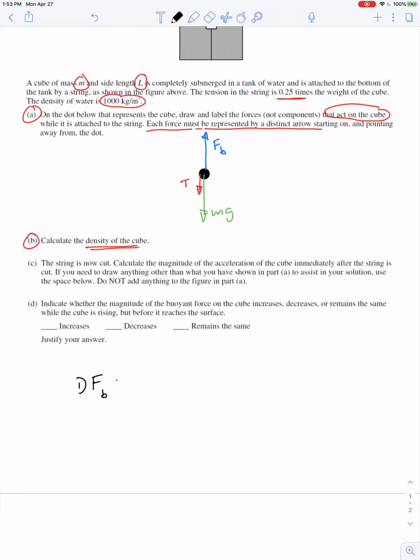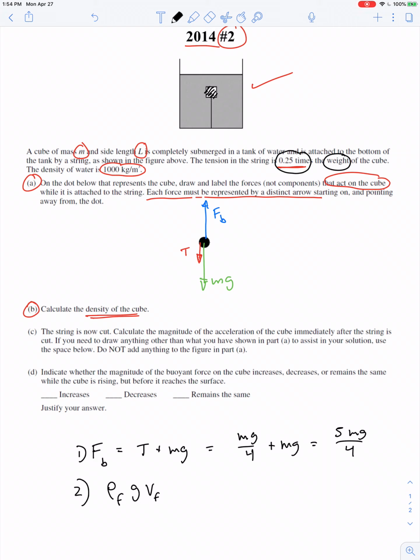Step 1, we can say buoyant force is equal to tension plus mg. The tension we're given is mg over 4, 0.25 times the weight of the cube. So mg over 4 plus mg gives us 5/4 mg for the buoyant force. But buoyant force is equal to density of the fluid times gravity times the volume of the fluid displaced. Well, in this case, if the cube is fully submerged, then the volume of the fluid displaced is the same as the volume of the cube.